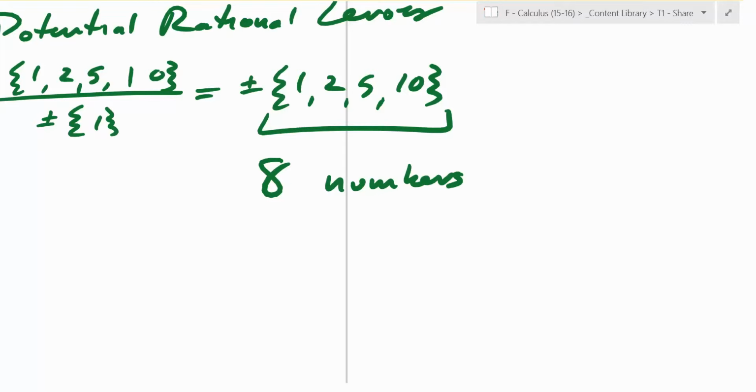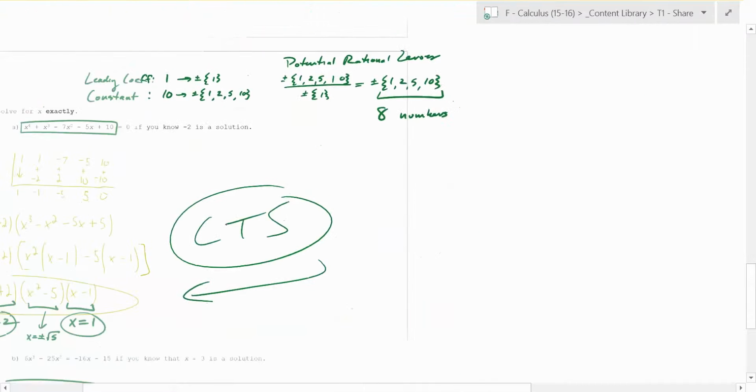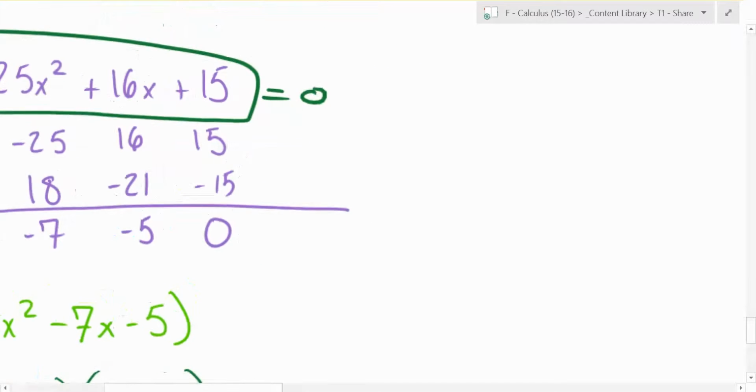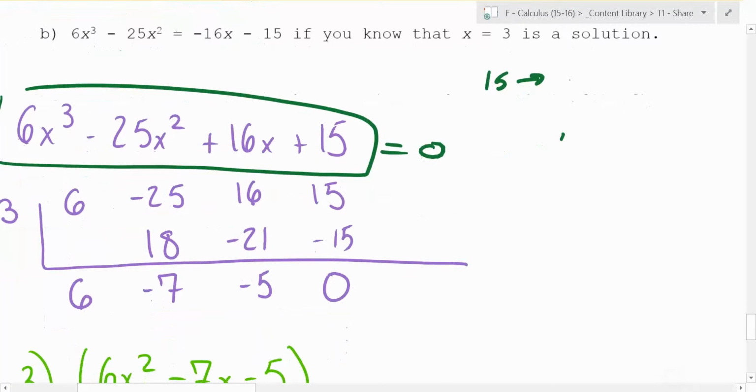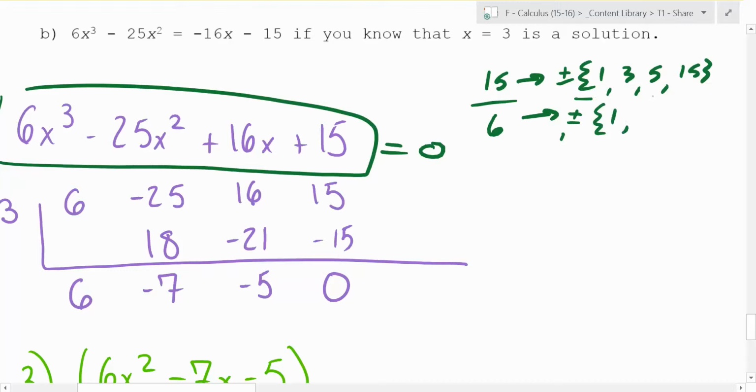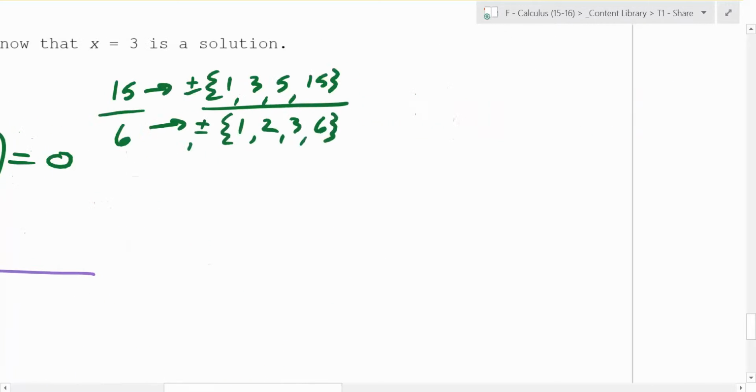On this last one we did, what was the leading coefficient, Lizzie? Do you remember right here? What's the leading coefficient? 6. So you start with 15. What are all the factors of 15? Plus or minus 1, 3, 5, and 15. What are all the factors of 6? 1, 2, 3, 6.